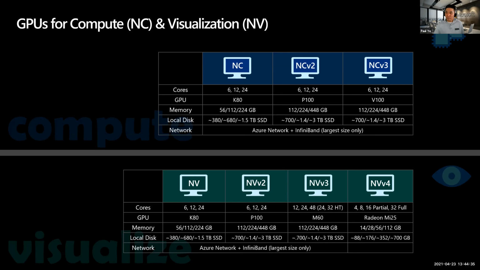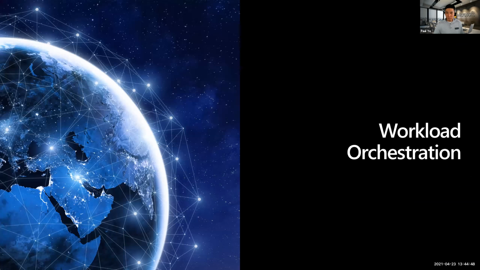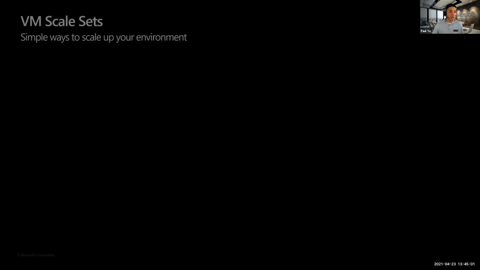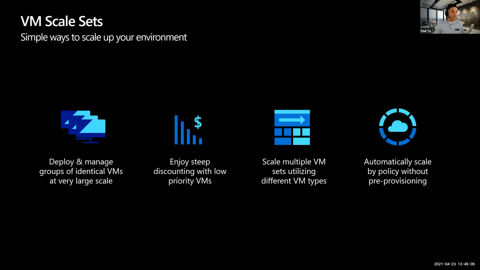Okay, let's see. I just want to jump over to and talk about some of the orchestration pieces a little bit. So workload orchestration, because I think this is kind of a big deal in the HPC space, right? Because you ultimately would submit jobs, those jobs get distributed or routed out to different machines. And so we do have a couple of different ways that you can do that.